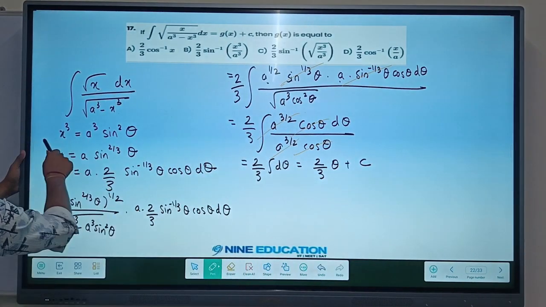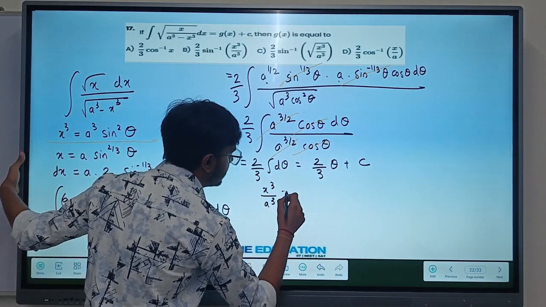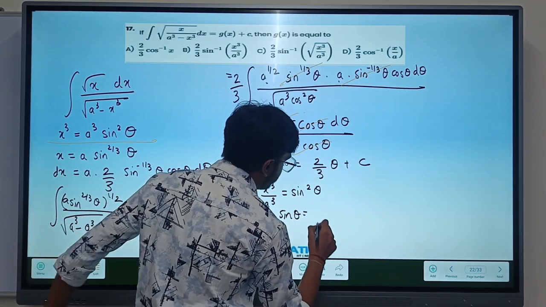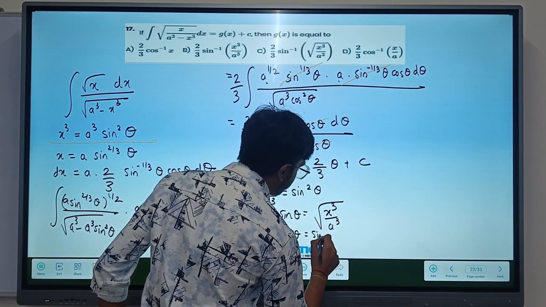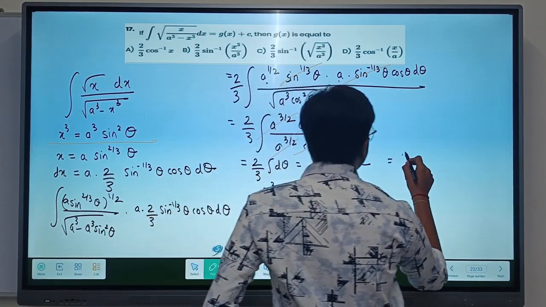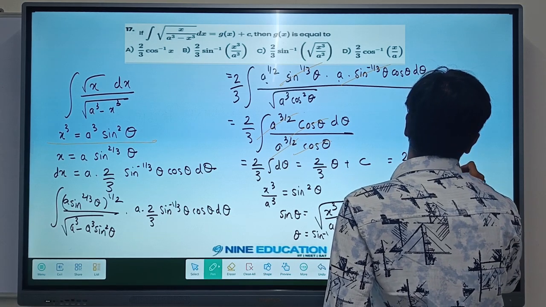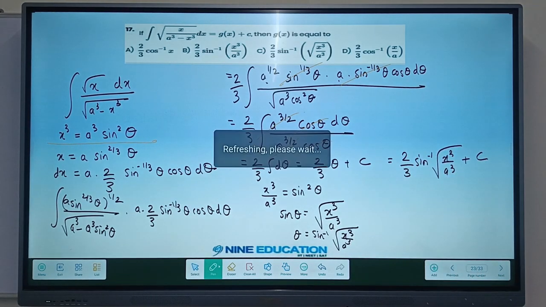So we took x cube by a cube as sine square theta. So x cube by a cube is equal to sine square theta. So sine theta would be under root of x cube by a cube. So theta is sine inverse root of x cube by a cube. So 2 by 3 sine inverse root of x cube by a cube plus c. Alright, next question.